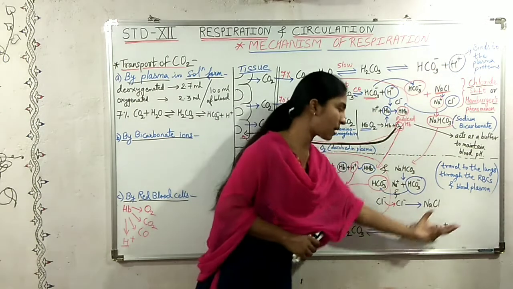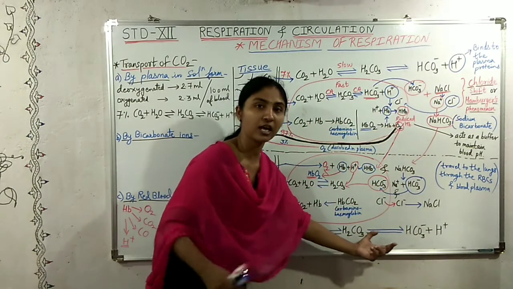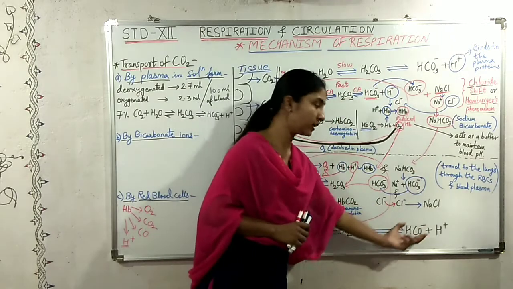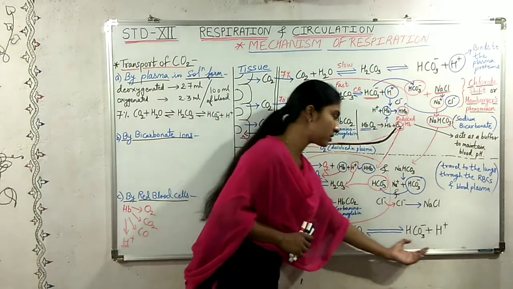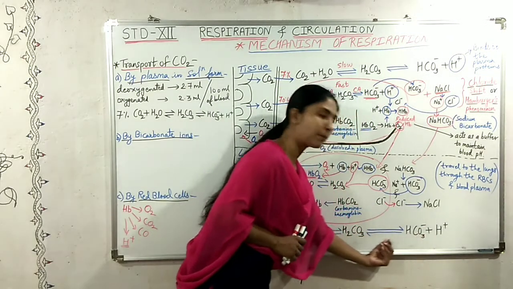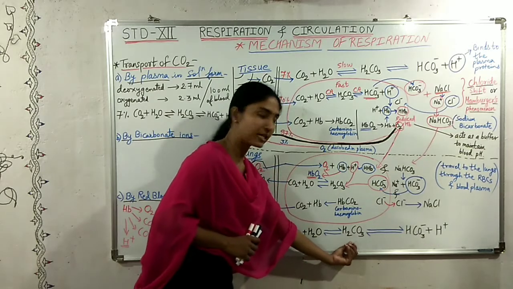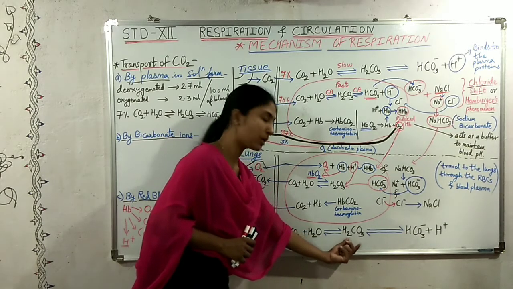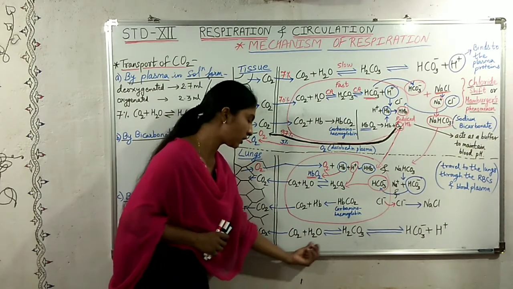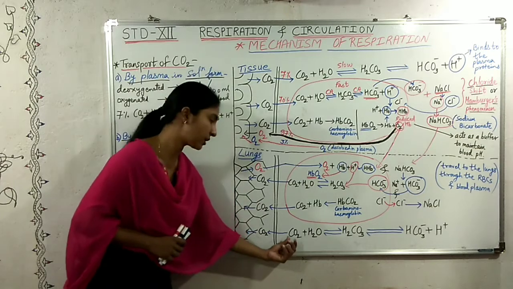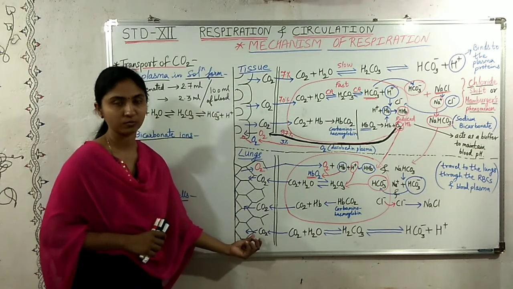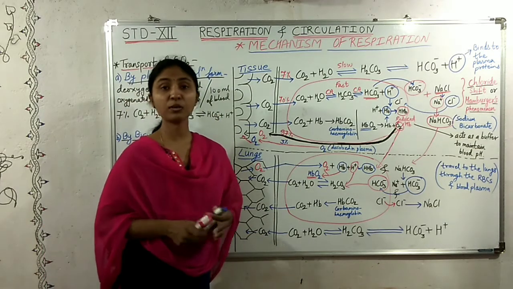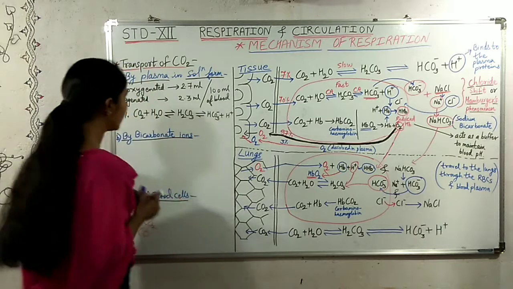When this plasma comes near the lungs, this plasma is transported to the lungs. What happens? Those ions again combine to form carbonic acid. This carbonic acid is unstable, so it again splits up into water and carbon dioxide, and this carbon dioxide is given out. So here you have to remember only two things.